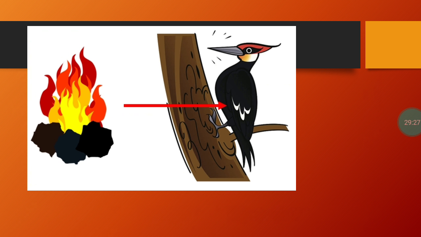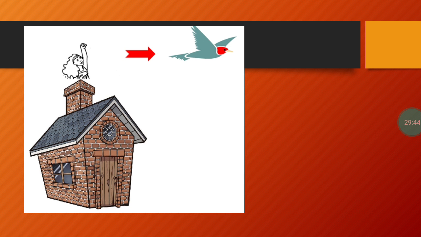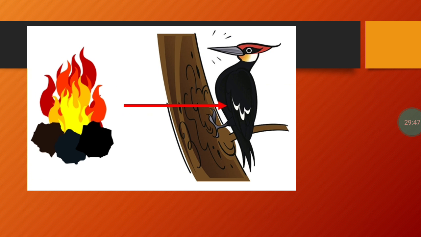Here is the picture, see, here it is. So the clothes of the woman were burned black, just like coal. So the clothes were burned black as a coal. The color of the burned clothes is compared to that of coal. So these are the poetic devices used in the poem, children.